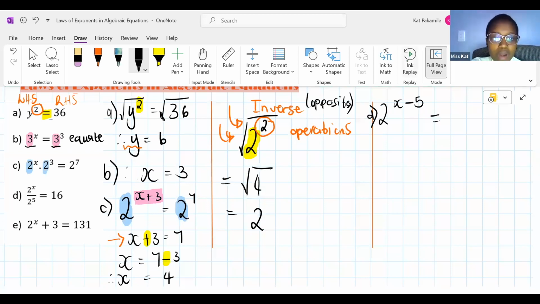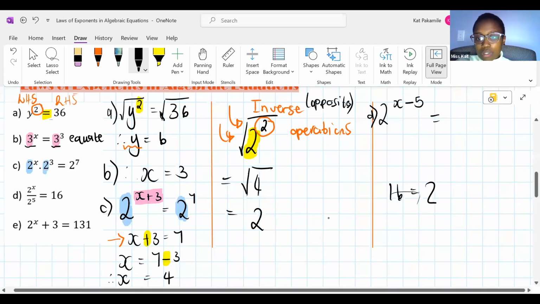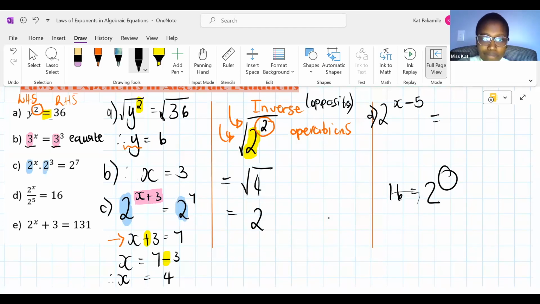Now, guys, I need you to tell me what's happening with that 16. Our whole sum relies on the fact that we have to have the same base. Is it possible for us to make 16 2 to the power of something? The only way we can make exponents the same is if the bases are the same. So how do we get 16 to equal 2 to the power of something? Who knows?